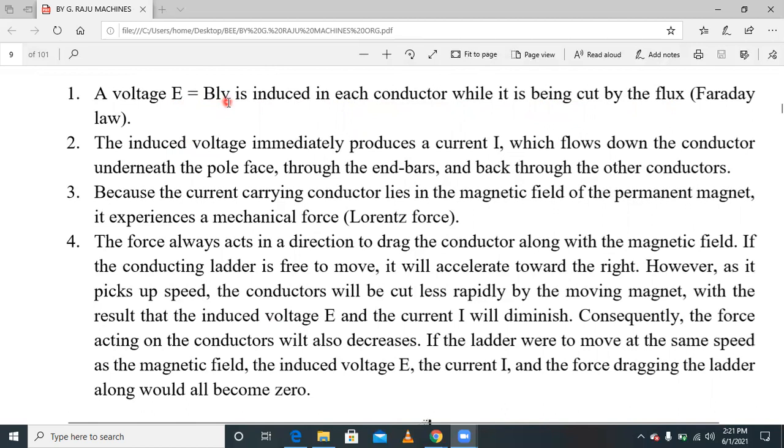The maximum is at sin 90, where the angle between B and L is like this. That's why BLV sin theta gives the maximum voltage induced in the rotor conductor. So a voltage E equal to BLV is induced in each conductor while it is being cut by the flux, according to Faraday.